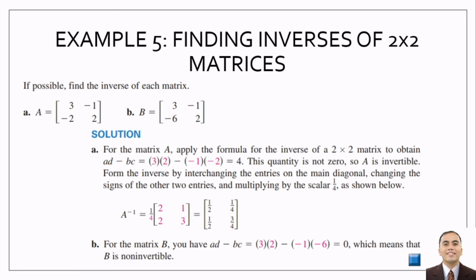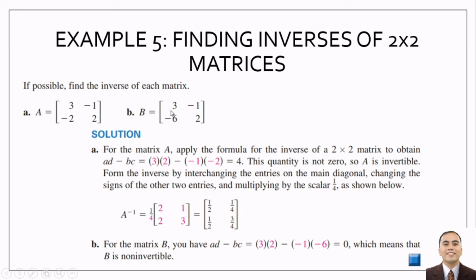Example number 5. Finding inverses of a 2 by 2 matrix. If possible, find the inverse of matrix A. A is equal to 3, negative 1, negative 2, 2.